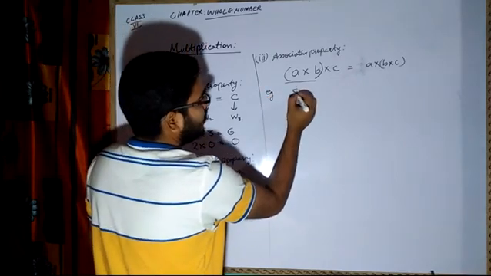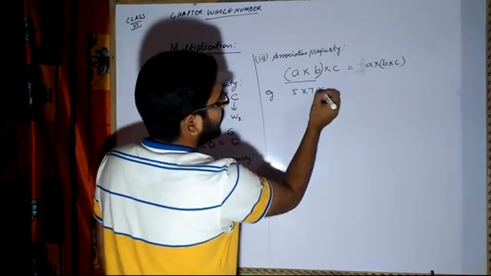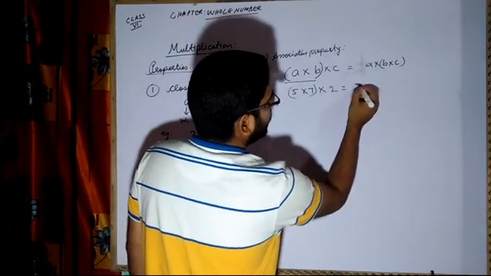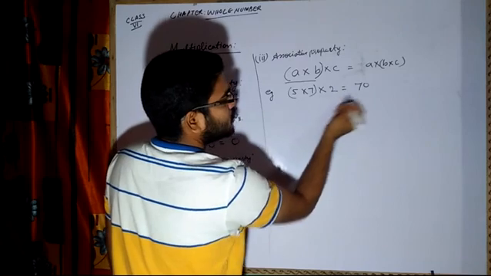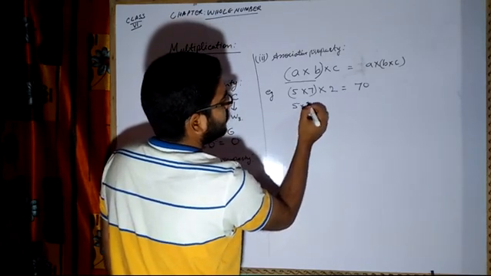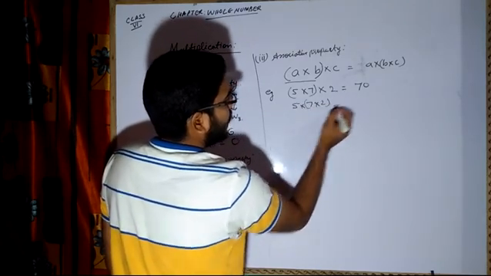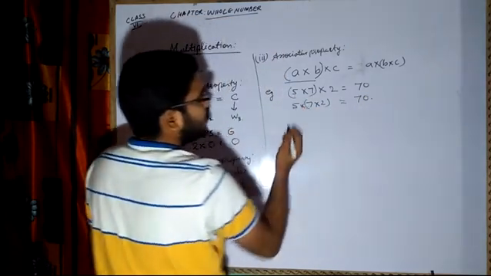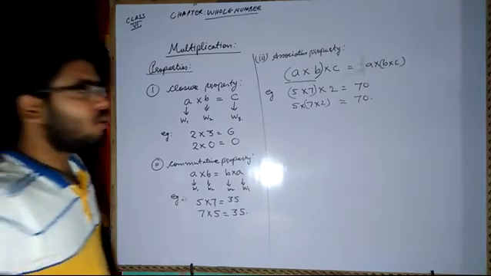For example, 5 multiplied by 7 multiplied by 2. So this will be equal to 70. 5 into 7 into 2 is 70. If I group it differently, 7 into 2 is 14, into 5 is 70. So hence the associative property also holds here.